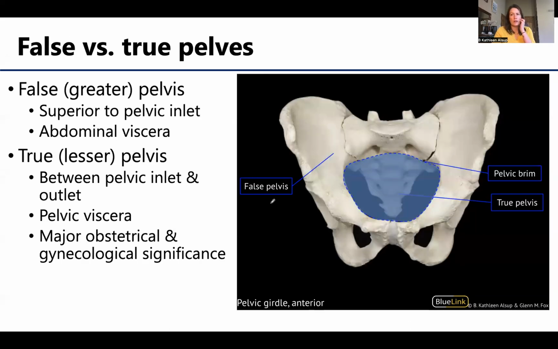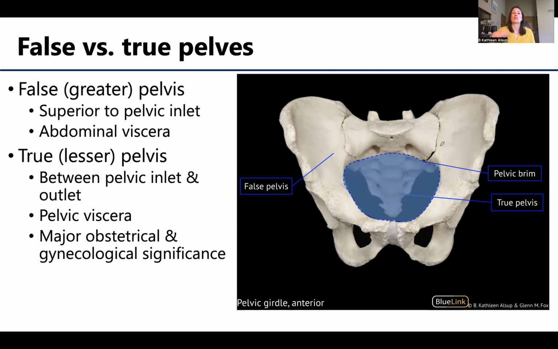Now let's return to that concept of the false versus the true pelvis. So again, you want to recall what the pelvic brim is. We have this outlined here in this dashed blue line. And the false pelvis or the greater pelvis, sometimes you hear them either way, they're the same area. The area superior to the pelvic brim or the pelvic inlet is referred to as the false or the greater pelvis. It's greater because it's a little larger in this region.